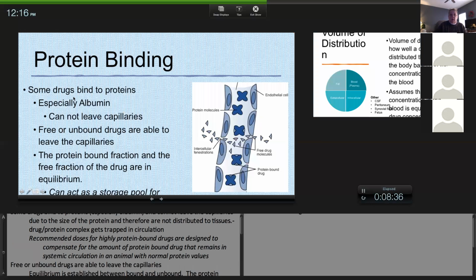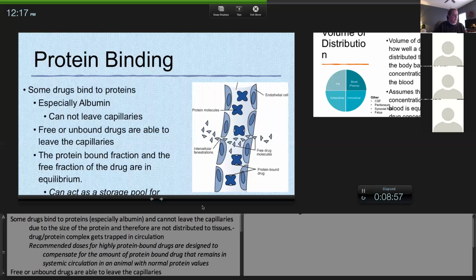Some drugs are known as highly protein bound, and others are not as highly protein bound. When I talked about propofol, propofol is a highly protein bound drug that has a high affinity to bind to protein. We're talking about albumin as the primary protein. It cannot leave.